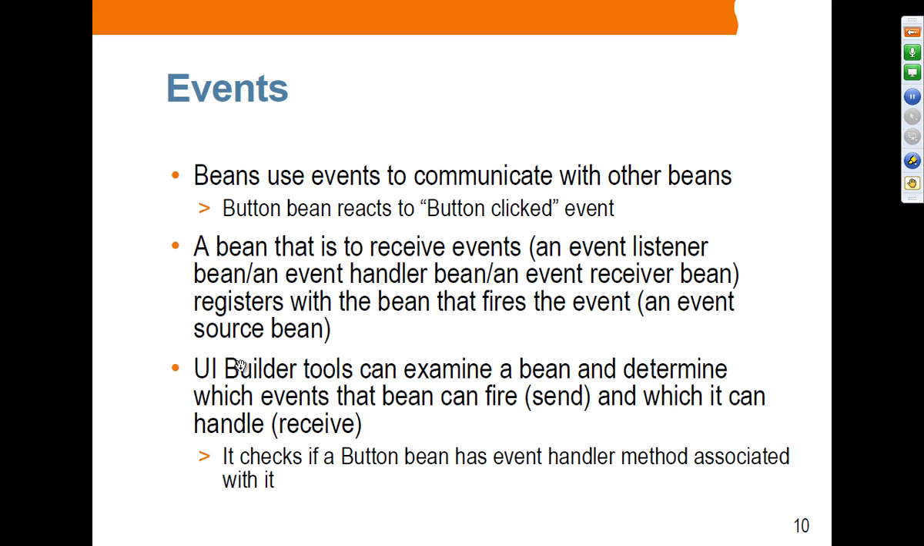Now, a UI builder tool can examine a bean and determine which events a bean can fire and which it can handle. So it can figure out whether it is an event source bean or an event listener bean. If the button bean has certain methods, it can figure out that the button bean is the event source bean, or that the button bean is an event handler bean. A bean could be both an event source bean and an event receiver bean. If you don't understand what I'm talking about here, don't worry about it.